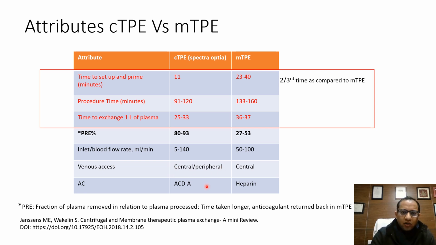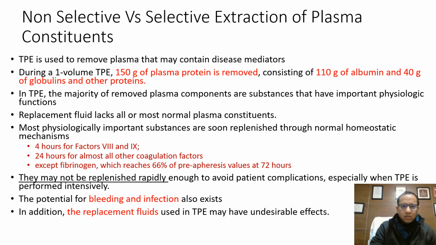Of course, the anticoagulant that you use here is different, whereas if you see in the membranous plasma exchange, it is heparin. So obviously, heparin has its own problems. Heparin induced thrombocytopenia, we have all heard of it. Of course, it does not happen very often, but it has got its own implications.